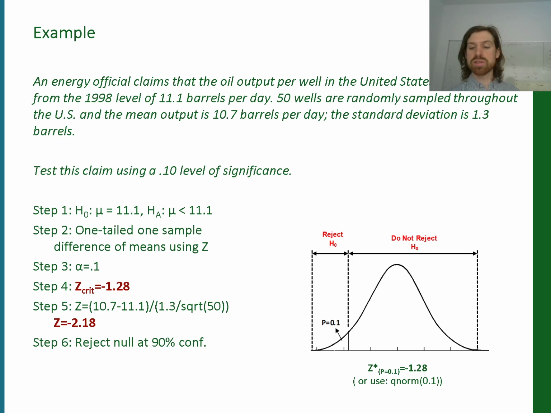So if we enter 0.1 alpha into qnorm, then we get a Z score critical value of minus 1.28. So this is 1.28 standard deviations below the mean. That's the value at this particular line where the mouse is currently. So that's delineating the do not reject region from the reject region. So that's setting up all of the different values that we have. Now let's do the number crunching.